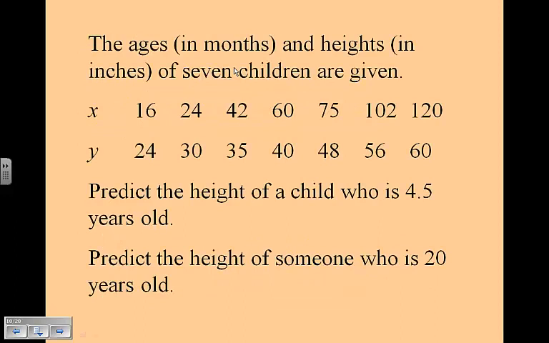Here's that exact same problem. So your data is still in your data set. You should have your equation written down somewhere. And now we want to predict the height of someone who's 4.5 years old. Well, the first thing we'd want to do is change that 4.5 into months. So that's going to be 54 months. Plug 54 months into your equation and use it to make a prediction for the y value. And then do the same thing to predict the height of someone who is 20 years old. 20 years old would be 20 times 12, 240 months, and you'd want to use that to make a prediction.